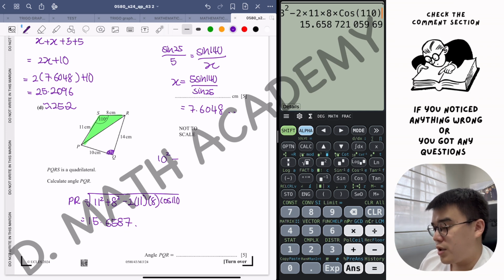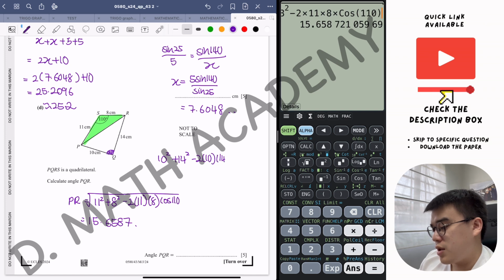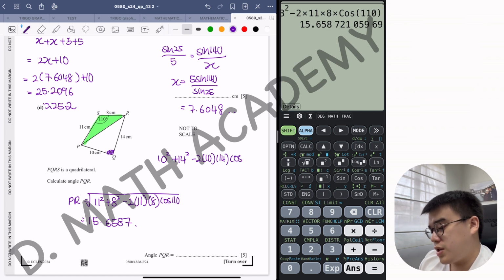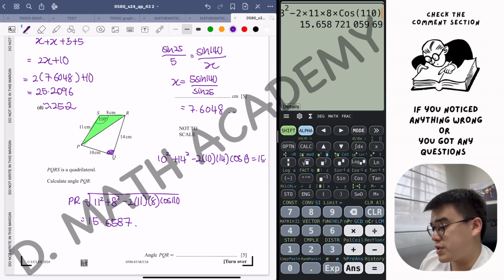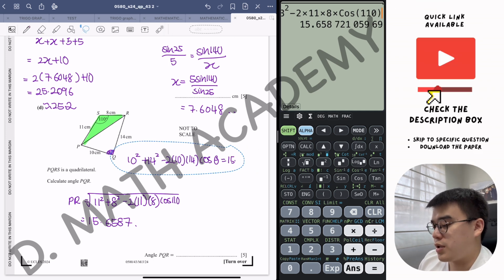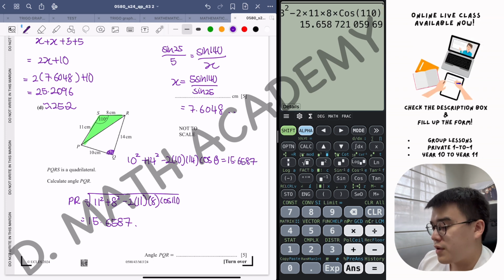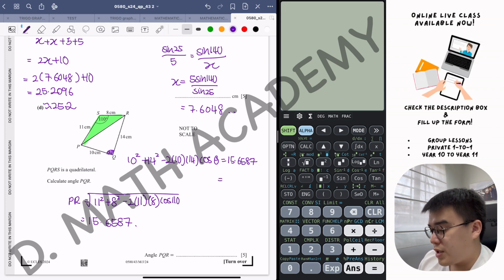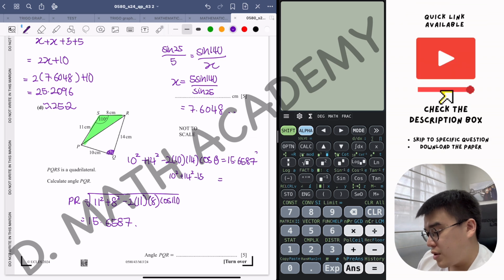10 square plus 14 square minus 2 times 10 times 14 cosine theta that we are looking for, and is actually equivalent to exactly what we just calculated here, 15.6587. So they want you to make it as a subject, creating a 10 square plus 14 square minus 15 point.